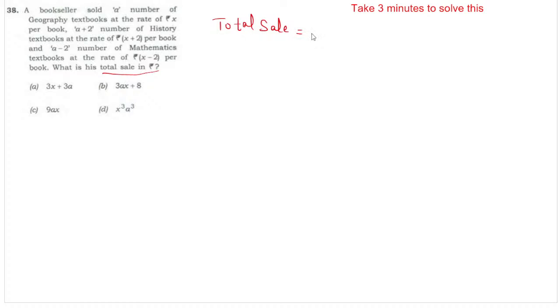Total sale is equal to the quantity of books into price. So we'll go one by one. The bookseller has sold A books of geography textbooks, and the price was X. This is A into X. And then A plus 2 number of history books, with price X plus 2.